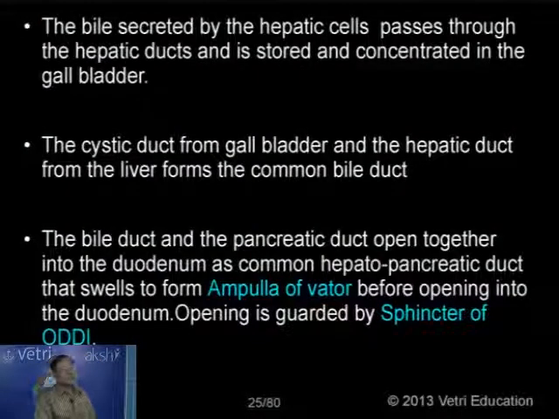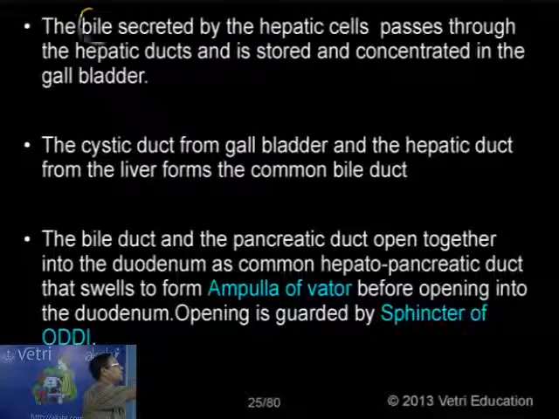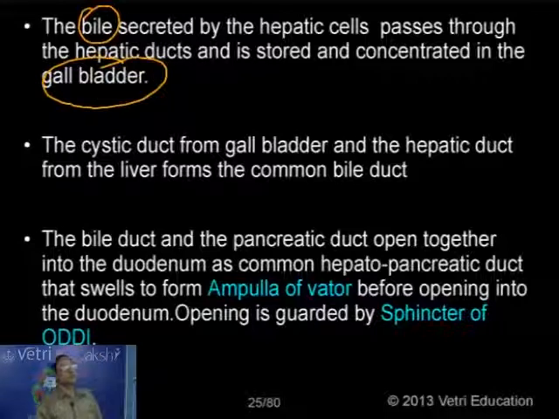Now, what is the name of the fluid secreted by the liver? The liver secretes an alkaline fluid, normally yellowish brown or reddish brown in color. Sometimes it is given like that. The fluid secreted by the liver is called bile. It is secreted by the hepatic cells, collected by the hepatic ducts, and conveyed to the gallbladder, where it is stored and concentrated before being released through the bile duct to reach the duodenum for digestion.